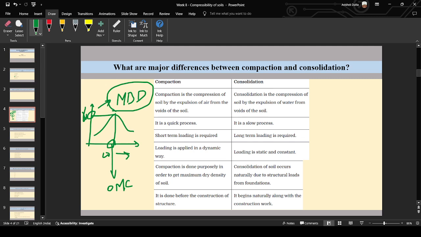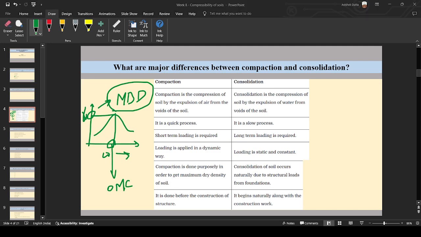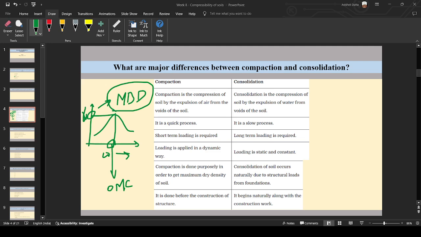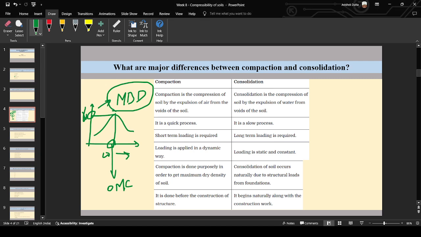Okay, so these are the main differences between the compaction and consolidation. I hope it is clear to you right now. Any doubts regarding the difference between compaction and consolidation? All right, I will go to the next question.